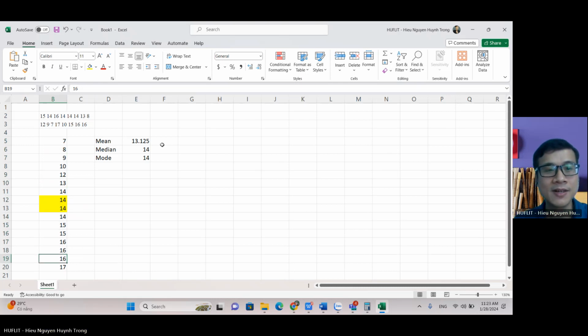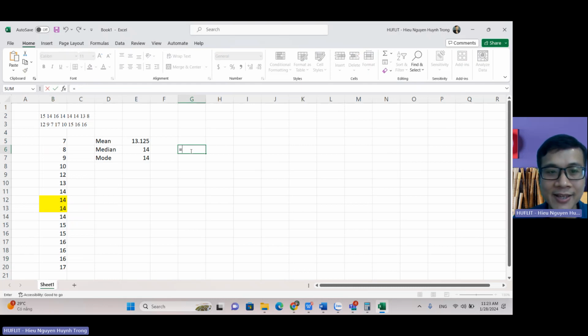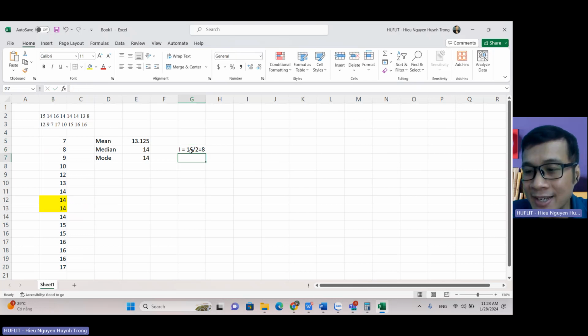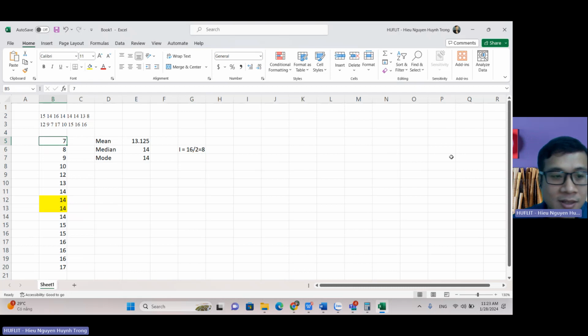If you still remember the formula, I will remind you: the index i is equal to the size of the data set divided by 2, which equals 8. If the index number is 8, the median will be the average between position 8 and position 9. If you count from the smallest number, 1, 2, 3, 4, 5, 6, 7, and 8, this is number 8. Number 9 is also 14. That explains why the average of the two 14s is still 14. That is why Excel gives us the result of 14 here.